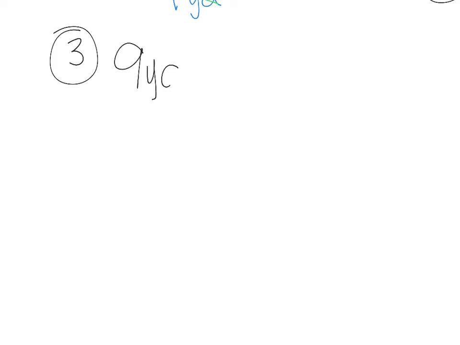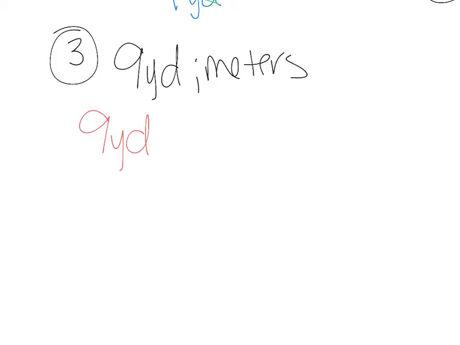Okay, let's try this next one, number 3. Let's try 9 yards to meters. So write down your 9 yards, and I want you to think about your conversion factor. Think about where that yards is going to have to go, because I want to cancel it out. Hopefully we remember it's going to have to go in the denominator. That way it will cancel out with my other yards. And I want to go from yards to meters.